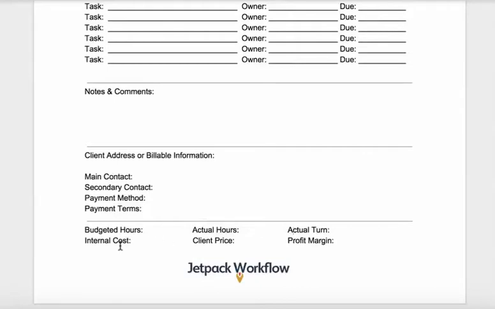Finally, we're going to look at the profit margin. We're going to look at the internal cost. So we're going to go back to those hours. We're going to understand the cost internally to the firm. We're going to look at your target profit margin, and we're going to see if we're actually hitting this on an ongoing basis.